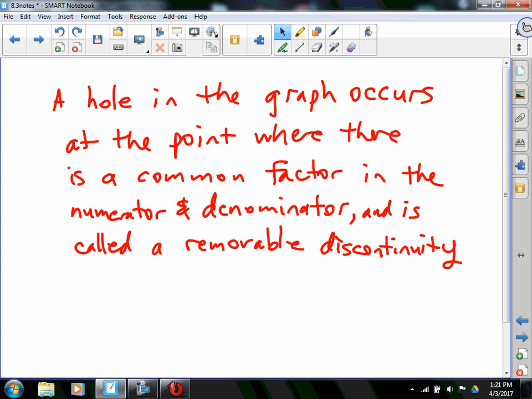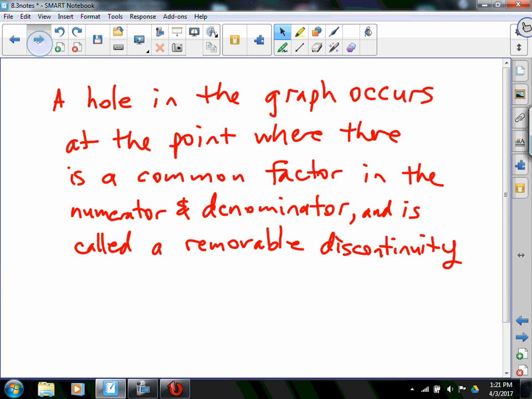I'm going to go golfing. I hope I get a removable discontinuity in 1. That's a really far stretch. Woo! Any questions so far?